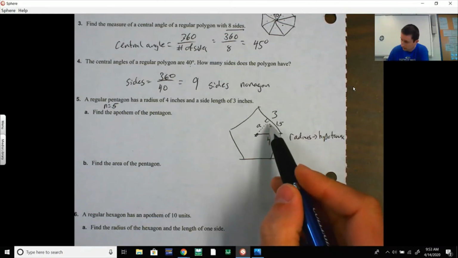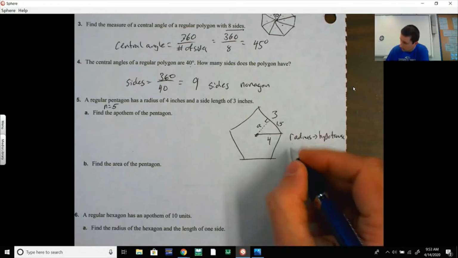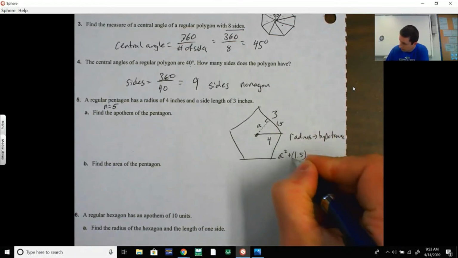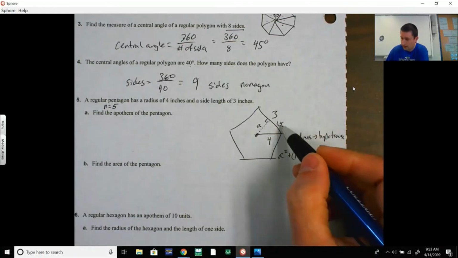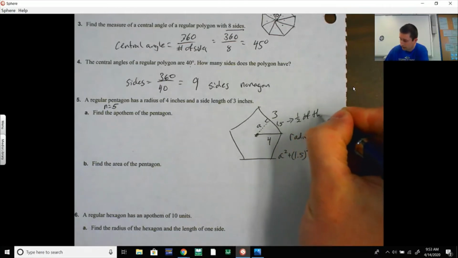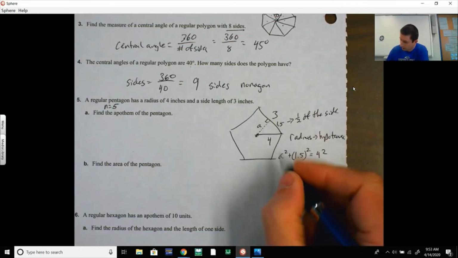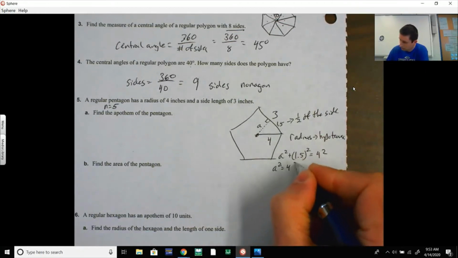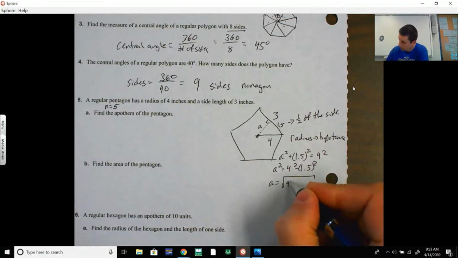We're going to use the Pythagorean theorem. So I know that a squared plus 1.5 squared has to equal 4 squared. The 1.5 came from half of the side. So a squared equals 4 squared minus 1.5 squared, and then you have to take the square root of that. So a is going to be the square root of 4 squared minus 1.5 squared.